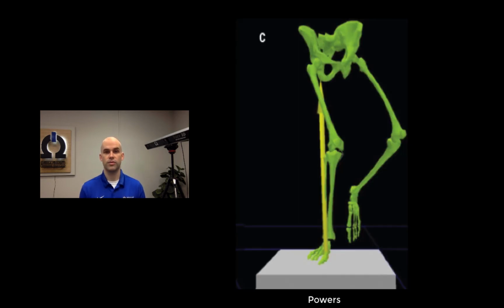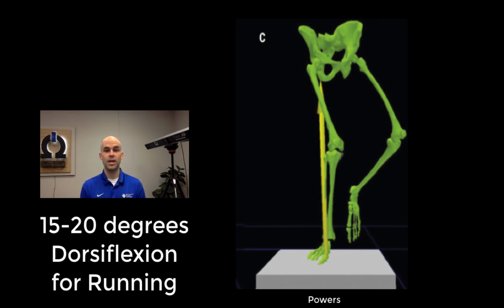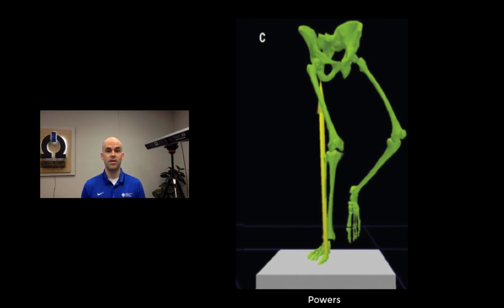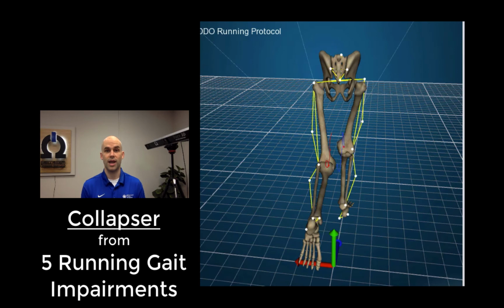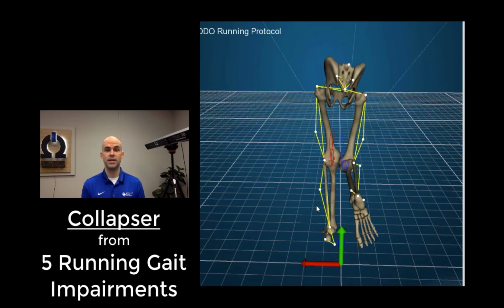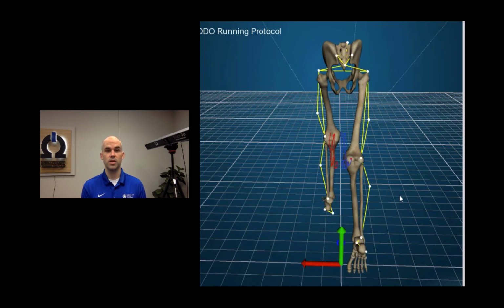When we have a dorsiflexion limitation, this leads to several compensations. We need 15 to 20 degrees of ankle dorsiflexion to properly load up that Achilles. If we don't have that, we often see that the person still needs to absorb the forces of running. They do this by externally rotating the foot and setting off a response up the chain, resulting in genu valgus. If we look at our categories of running gait impairments, this sounds exactly like our collapser.